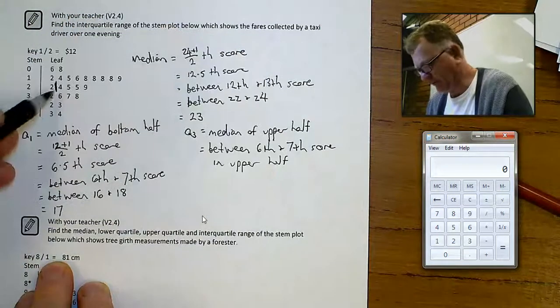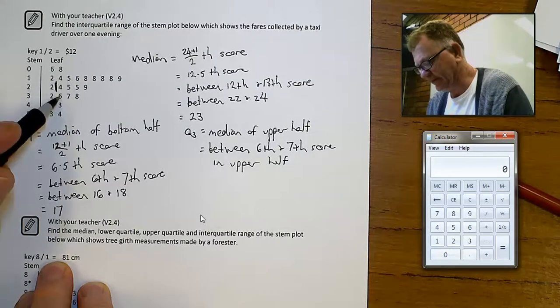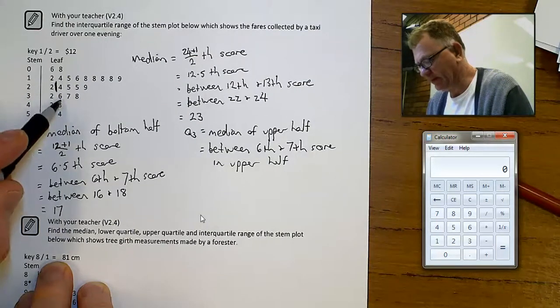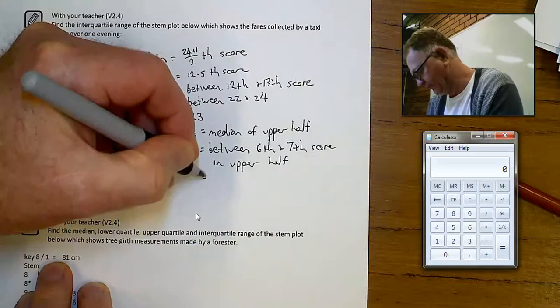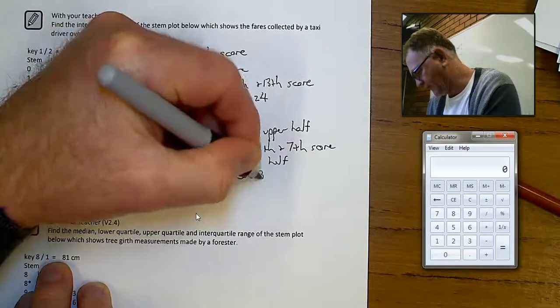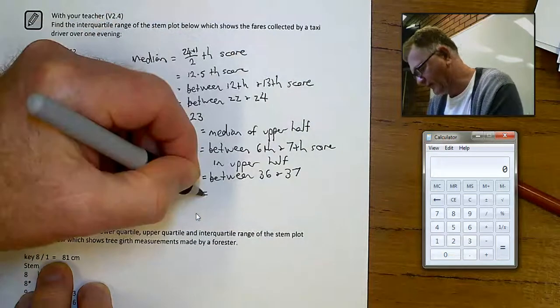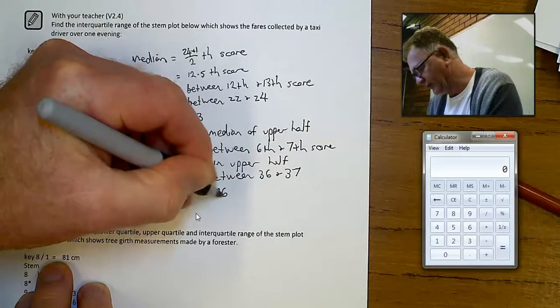We can count them up starting from here. 1, 2, 3, 4, 5, 6 and 7. So it's between 36 and 37. That would make the upper quartile 36.5.